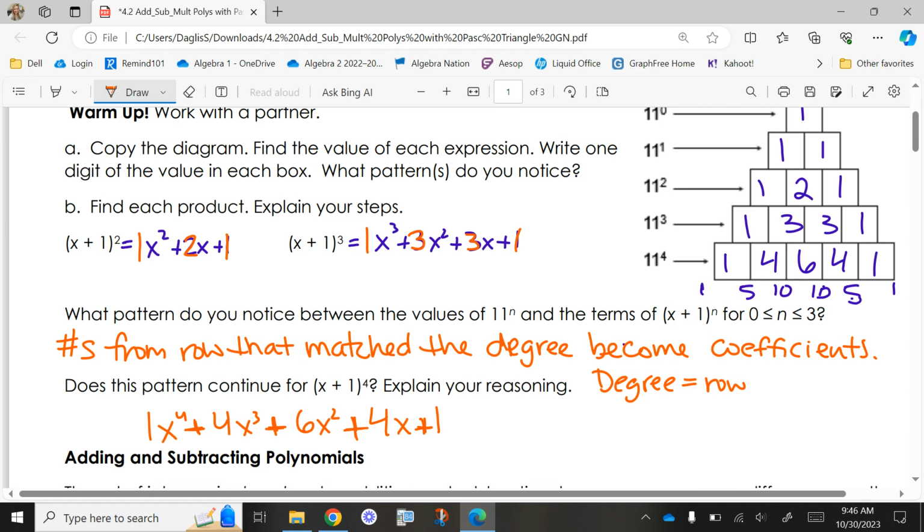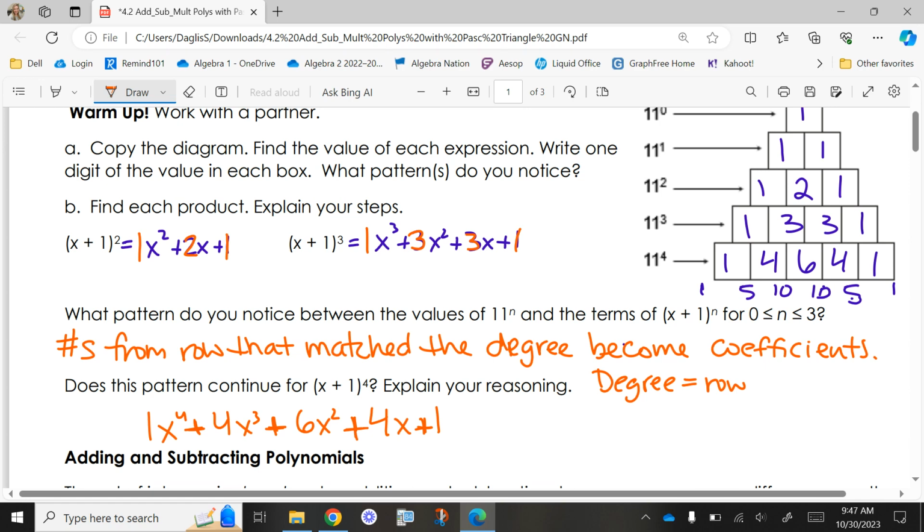So 11, it just creates the pattern of the triangle. From here to build off of it, you would add. Like I know my next row is going to be 1, 6, 15, 20, 15, 6, 1. You would just build off of it using the previous row. But the pattern does come from powers of 11. That's how Pascal kind of started.